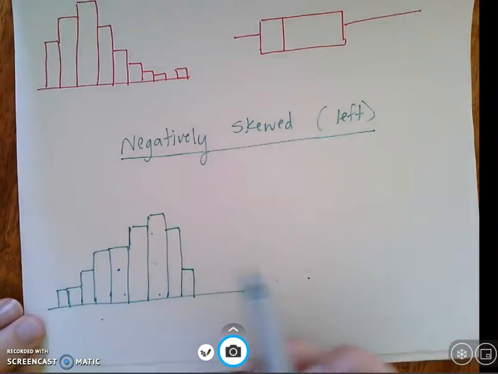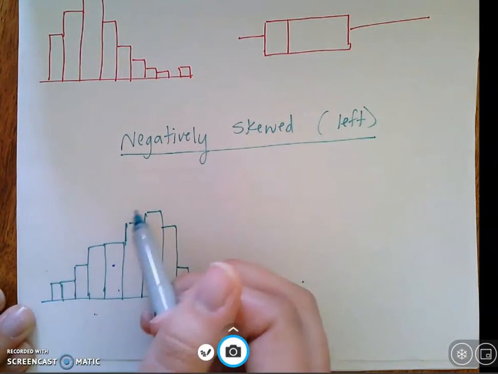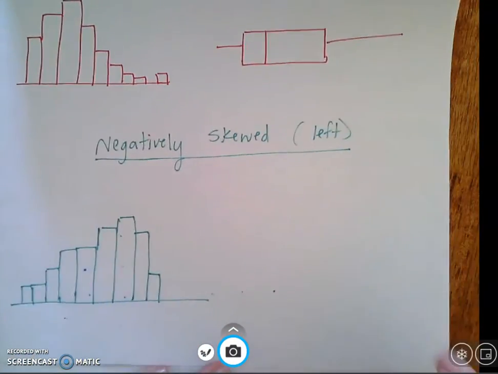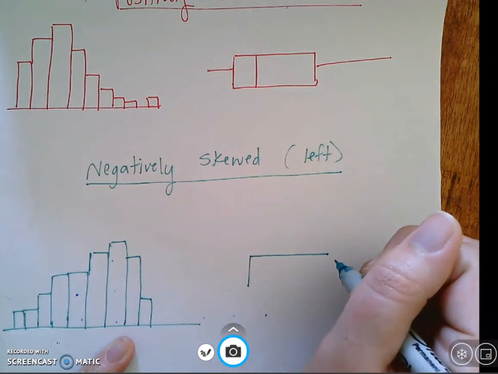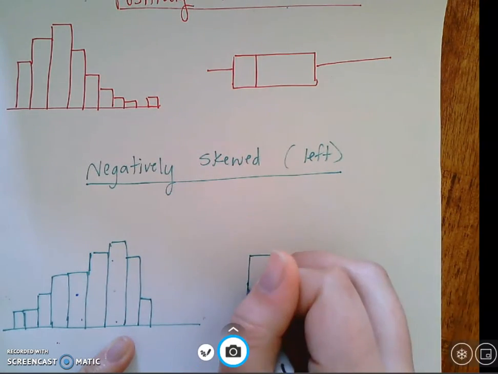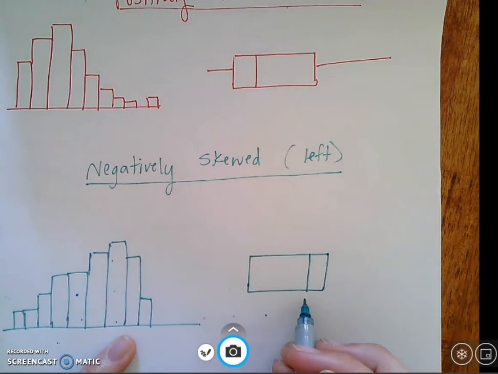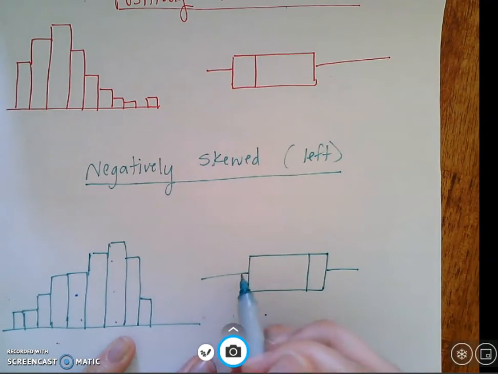Notice this time most of my data is on the right, so the tail goes left. See the tail kind of hanging down? That means it is left skewed. And a box plot also does the opposite of above. This time the median is going to be on the right-hand side. Be careful. And typically this tail is longer over here.